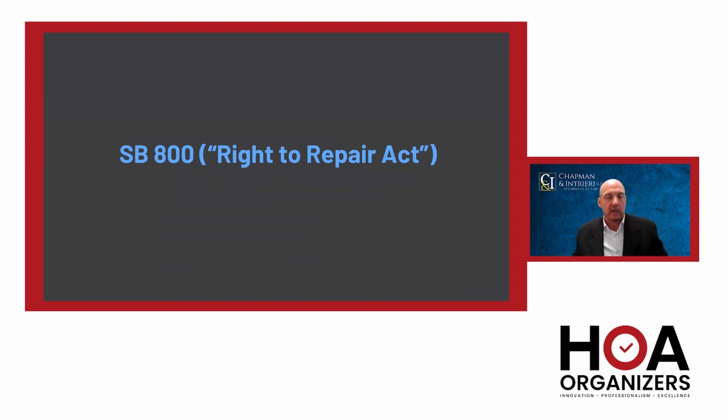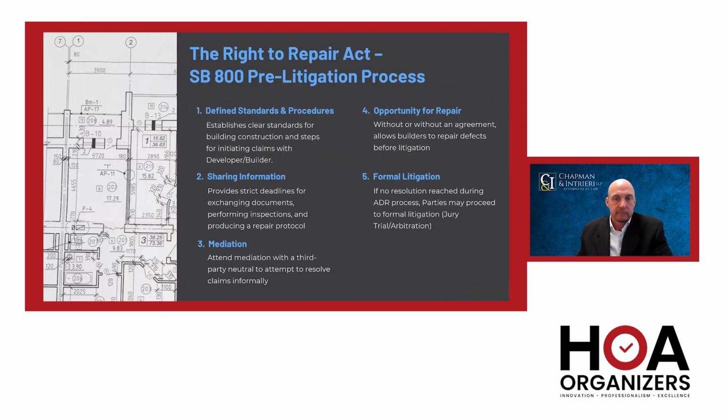Next thing we're going to talk about is SB 800, or the Right to Repair Act. SB 800 stands for Senate Bill 800, which went into effect for all residential homes constructed in California after 2003. This is also known as the Right to Repair Act. SB 800 significantly changed how defect claims were handled in the state of California.